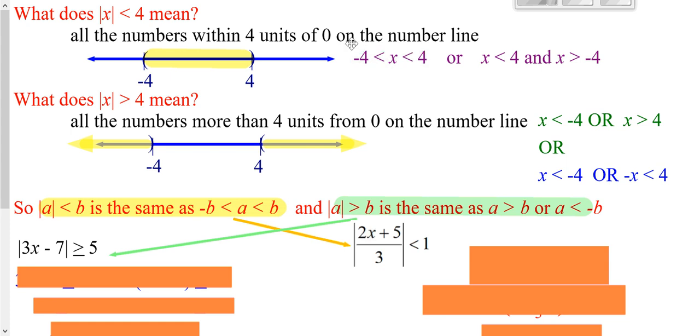Now on the next one down, what does absolute value of x greater than 4 mean? That would mean all the numbers more than 4 units away from 0. So that would be starting at 4 and to the right of 4, or to the left of -4. So if I'm looking at this, that's everything to the right of 4. That's x is greater than 4. If I'm looking at this, that's everything to the left of -4, or x is less than -4.